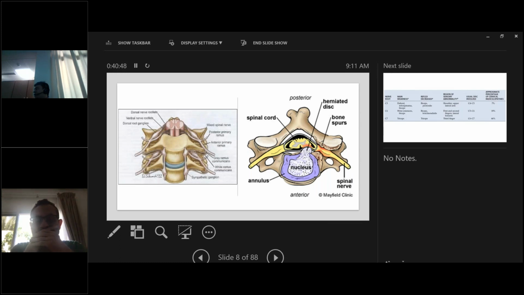The rule is, if somebody has sensory symptoms and you do the SNAP and it's normal, it does not rule out radiculopathy. If you do the needle exam and you see denervation, that fits with the picture. Did I answer your question? Yes.